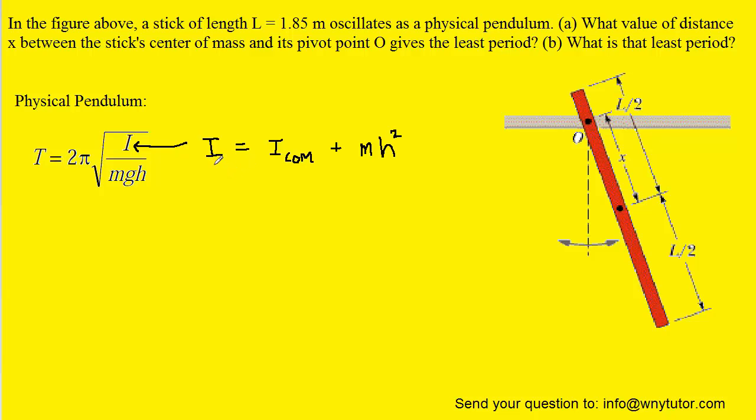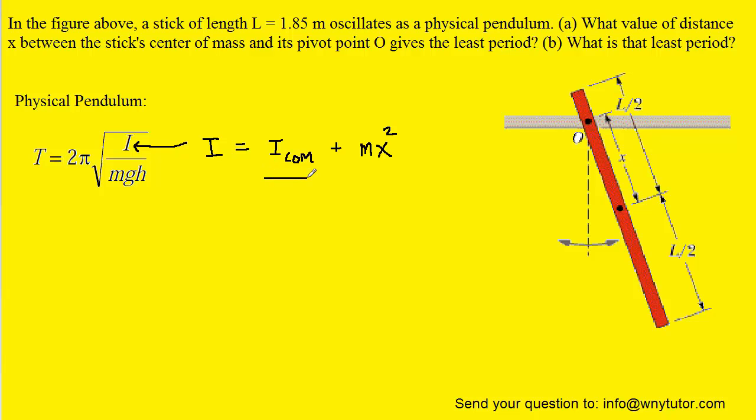Now, the parallel axis theorem tells us that the rotational inertia of an object would equal the rotational inertia about its center of mass, which in the diagram would be this point right here, plus this term mh squared. Now, h would be the distance from the center of mass to the pivot point of the pendulum. We can see in the picture that the distance from the center of mass to the pivot point is marked as x. So, in fact, we can replace h with x.